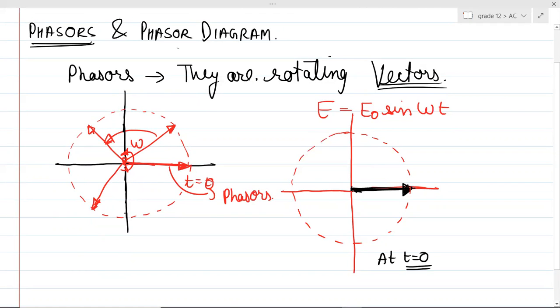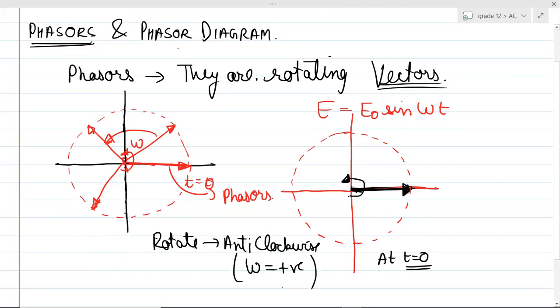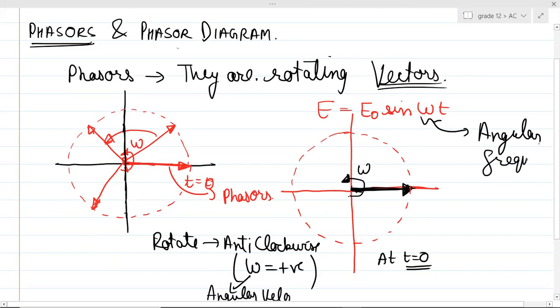Now this vector is rotating anti-clockwise. Please remember, rotate it anti-clockwise. In the general case, we rotate it anti-clockwise when omega is positive. When omega is positive, omega is basically what? The angular frequency. In the case of the SHM equation, the angular frequency of whatever quantity is there, in the case of phasors becomes the angular velocity of the rotating vector. Is this clear? Same omega.